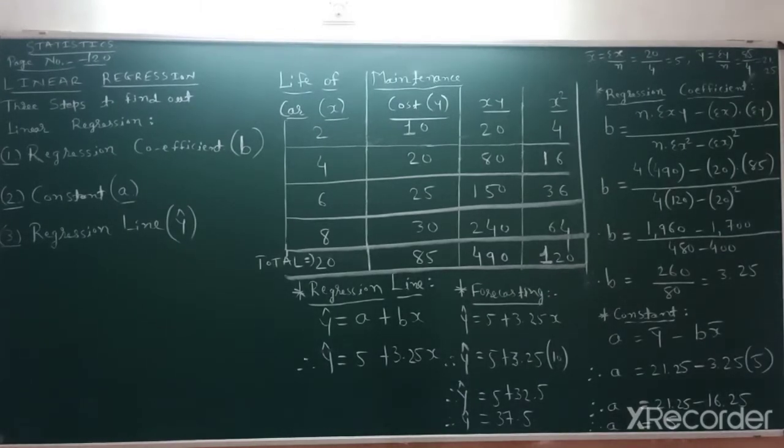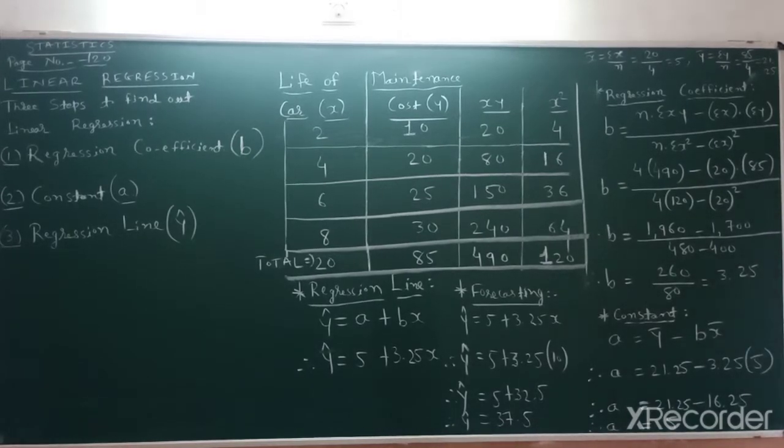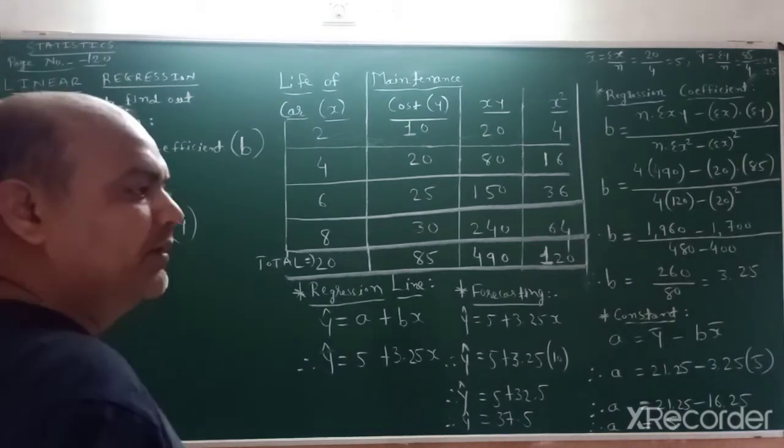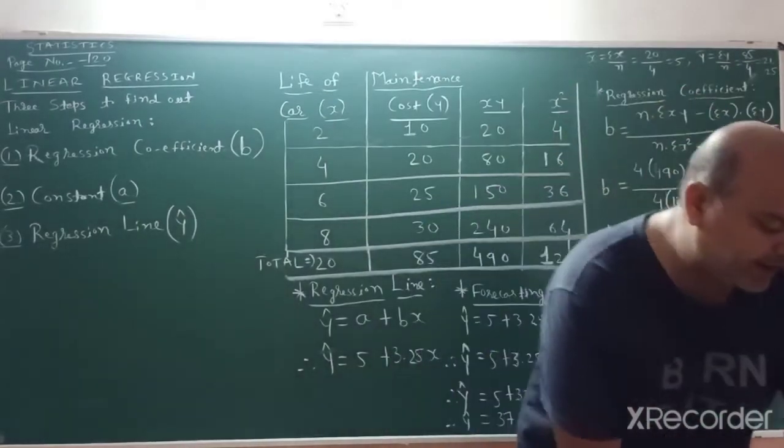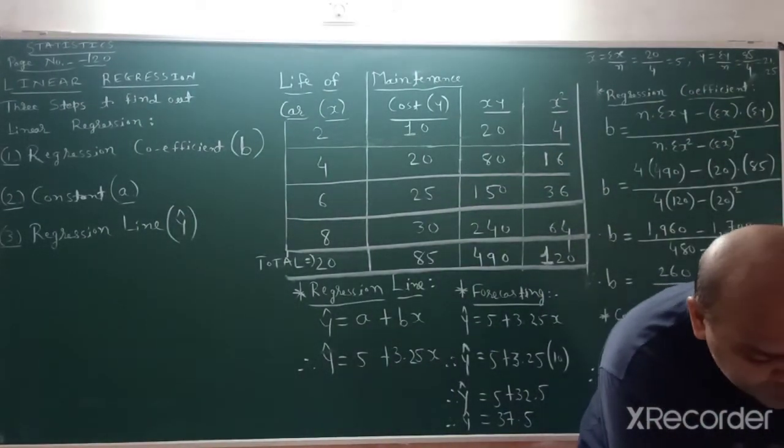After knowing the formulas to find the regression line, now we move towards the first sum. Students, please open page number 120 of your textbook, Standard 12. Sum number 1. Please open your book. 2 variables are given: life of car and maintenance cost. Page number 120.